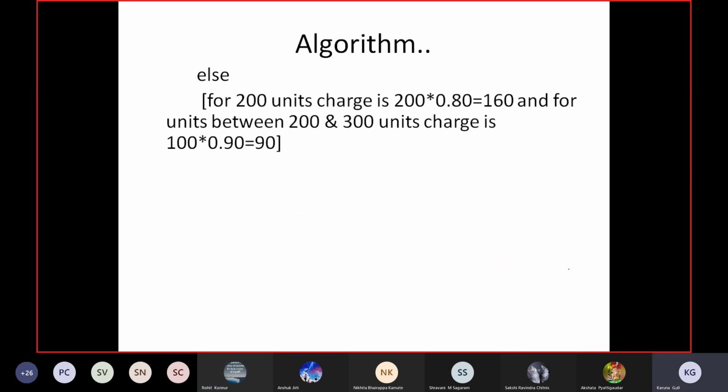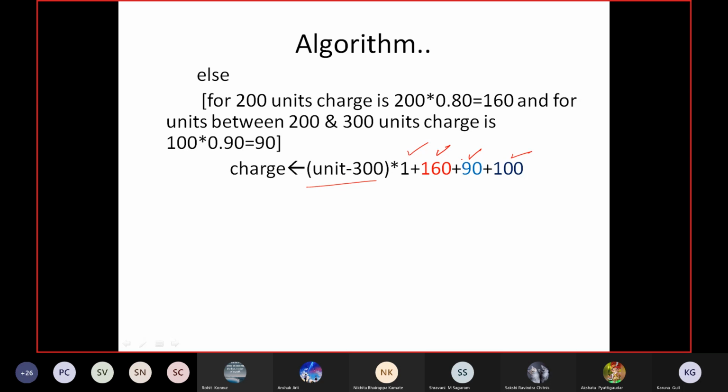So for 200 unit, it is charging 80 paisa, that is 160 rupees. And for units between 200 to 300, you have to pay 90 paisa, that is 90 rupees. Beyond 300, you have to pay 1 rupee. So that we are going to write here. This is for first 200 units. This is beyond 200 but less than 300, and this is minimum meter charge, and for the left out units you have to pay 1 rupee. Is it okay?